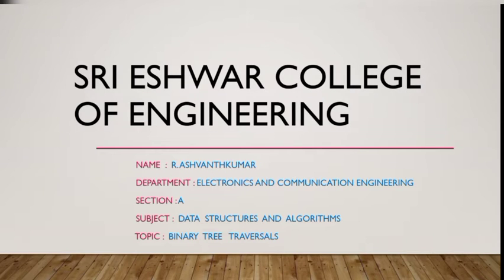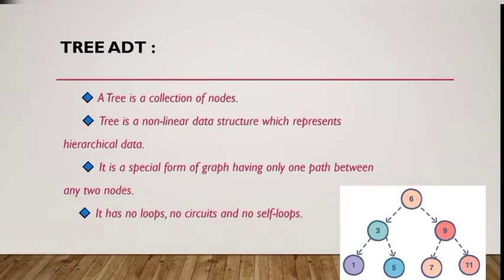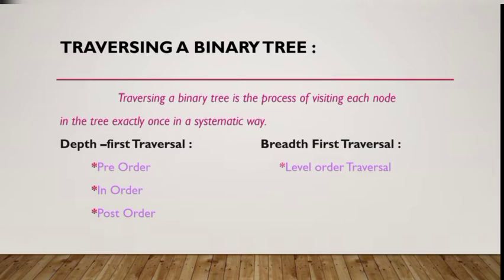In this video, we are going to see about binary tree traversal. First of all, what is a tree? A tree is a collection of nodes and it is a non-linear data structure which represents hierarchical data. It is a special form of graph having only one path between any two nodes. It has no loops, no circuit and no self-loops.